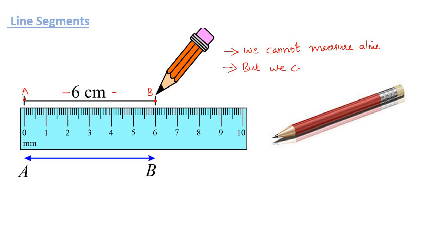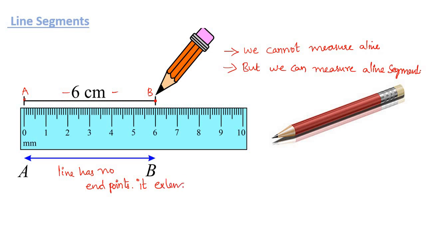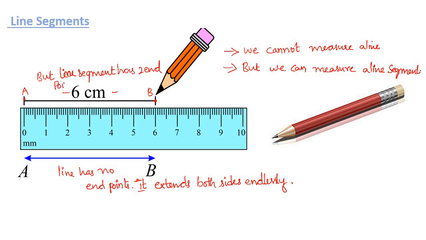But we can measure a line segment, because a line has no end points. It extends both sides endlessly. But a line segment has two end points. So we can measure it using a ruler.